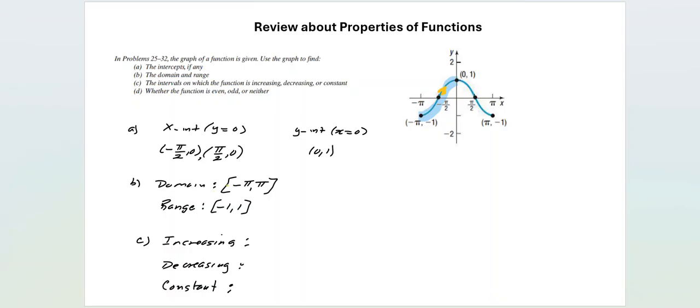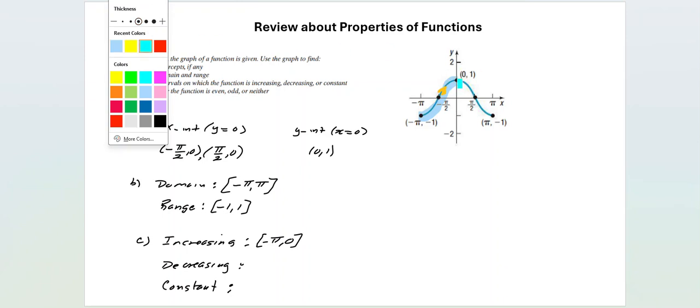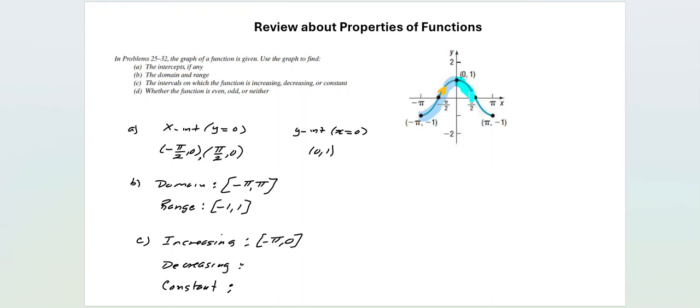So here we have the interval where my function is increasing. It is increasing from minus pi to 0, from x equals minus pi to x equals 0. Now, where is the function decreasing? The function is decreasing from 0 to pi. In the interval from x equals 0 to x equals pi, we see how the graph goes downward, right, from left to right.